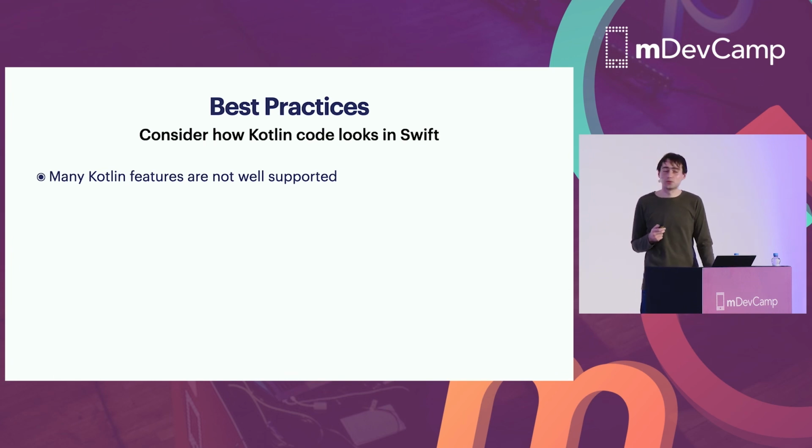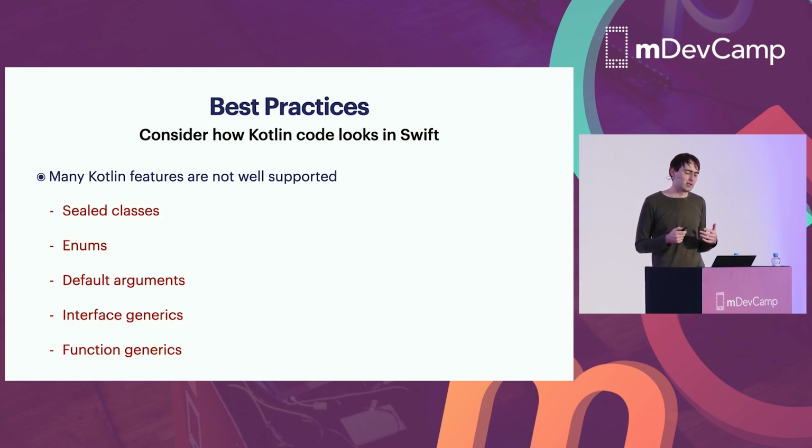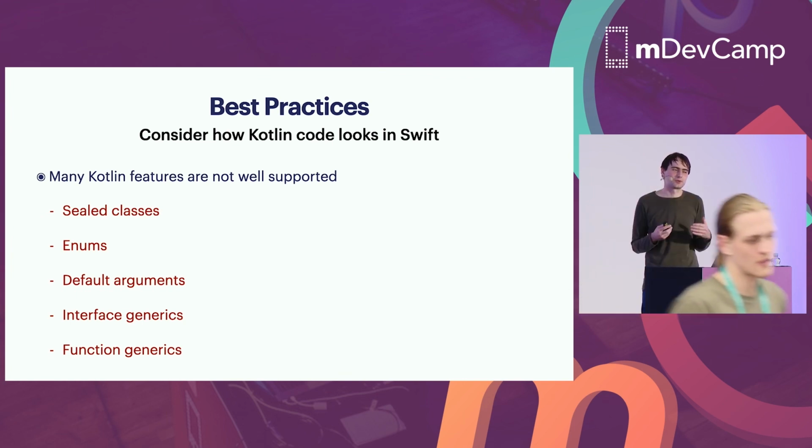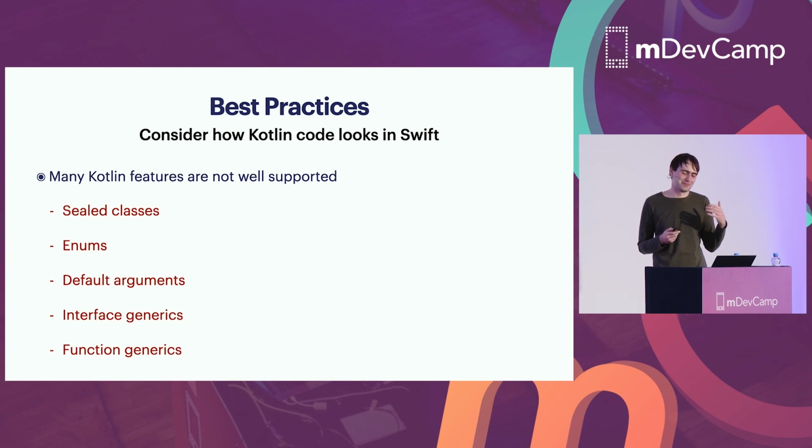Now, we get to the issue with the Objective-C interop. Well, as I've hinted at, many of the Kotlin features are not well supported. To give you an example of that, for example, sealed classes become just classes, so you can't switch over them in Swift. We also have enums. You can switch over those in Swift, but they are not exhaustive. So you have to have a default case in every one of your switches. iOS developers will not be happy about that.